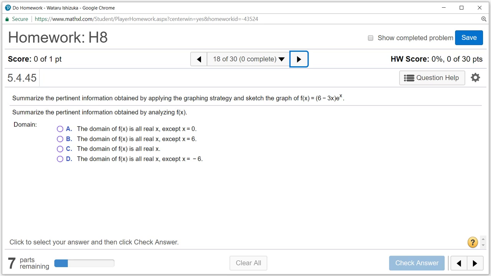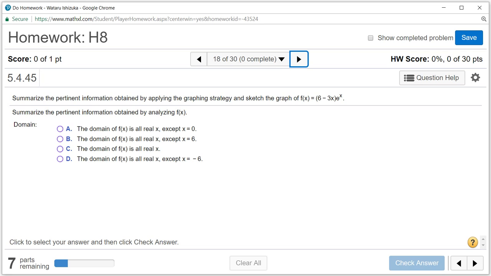All right, let's look at homework 8, problem number 18. We're trying to sketch the graph of f(x) = (6 - 3x)e^x. All right, so let's do the first part.